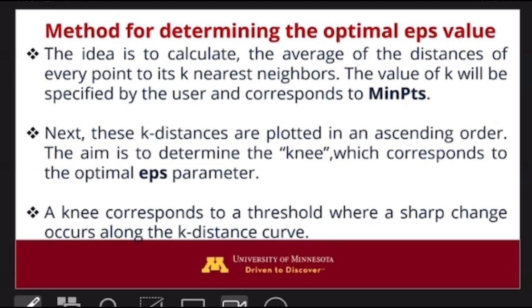Next, these k distances are plotted in ascending order. Why we do that in ascending order is to determine the knee. You remember the other time when we were talking about K-means, K-medoid, hierarchical, we talked about the elbow. You know the elbow, right? We talked about the gap statistic and so on. But right now, it's the knee. A knee corresponds to a threshold where you have a sharp change along the k-distance curve.